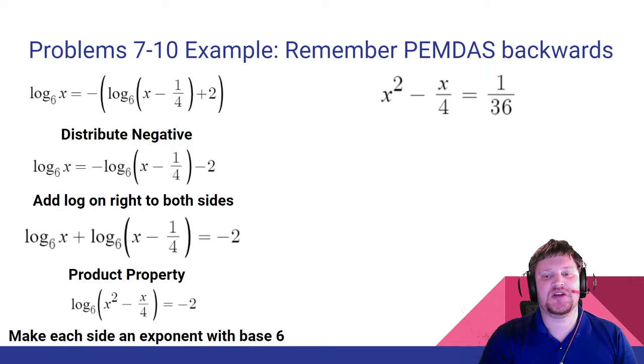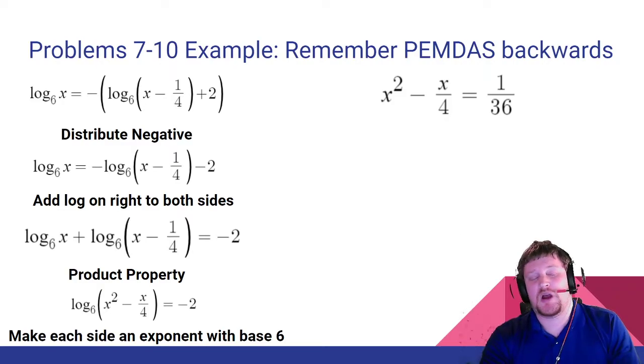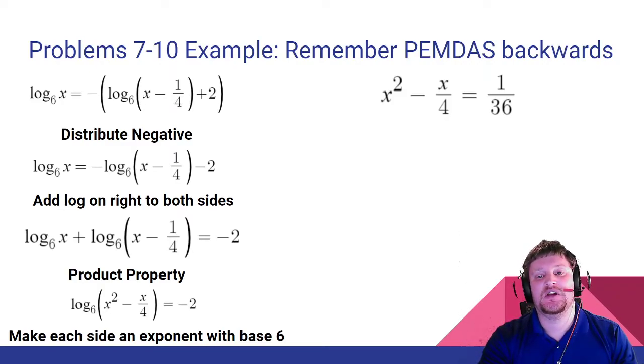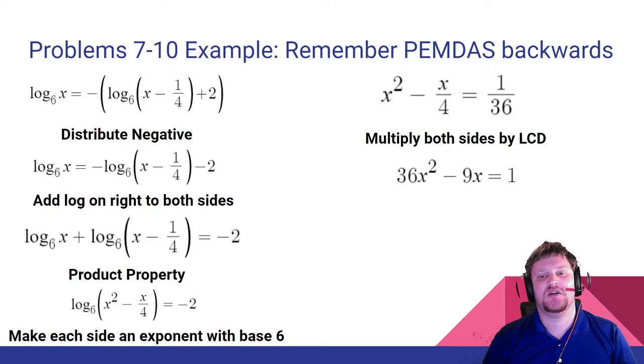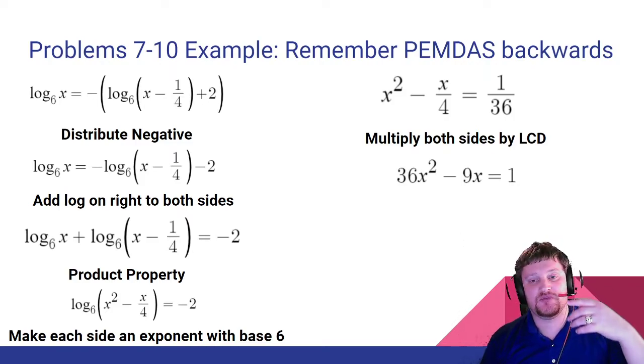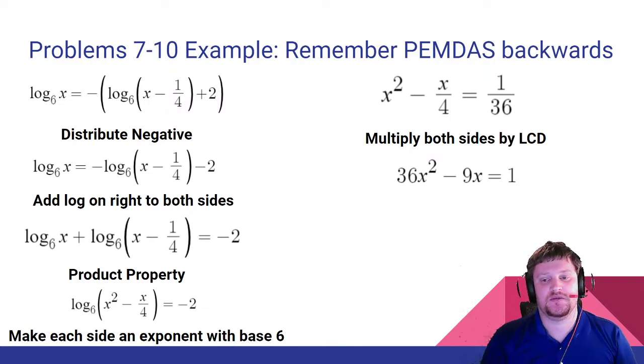The next step is obvious to me because I don't like fractions. I just get rid of fractions wherever, whenever, and however I can. In this case, that's by multiplying by the least common denominator, or 36. So if I multiply both sides by 36, then I get 36x squared, and then 36 times x over 4 is 9, so minus 9x, and then 1 over 36 times 36 is just 1.